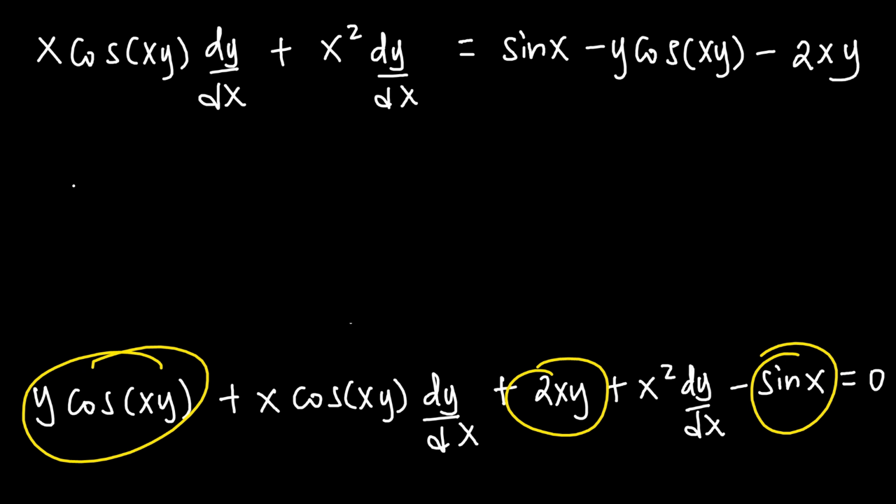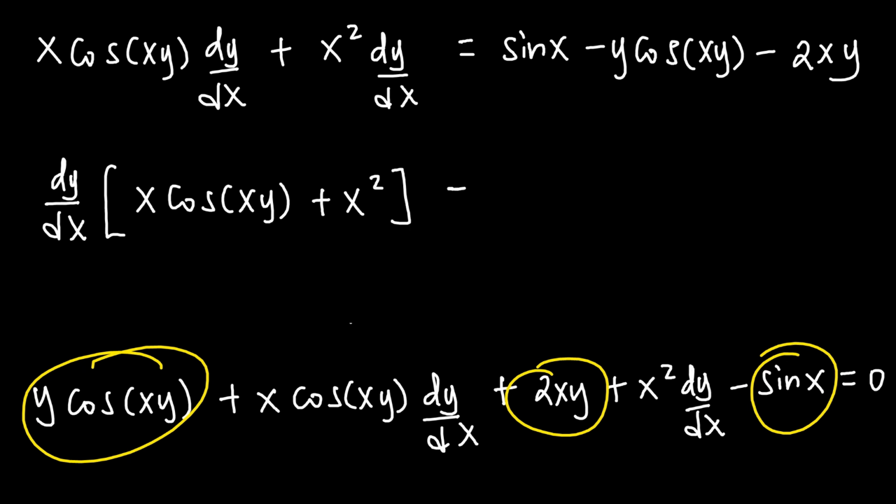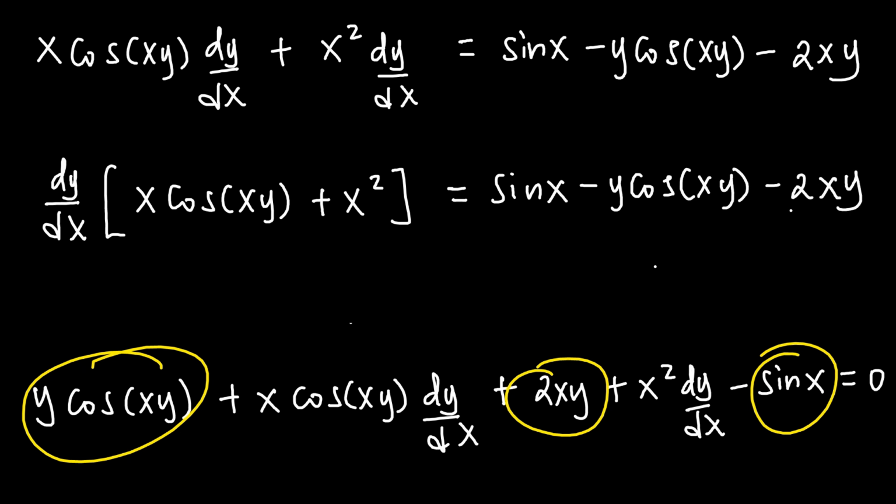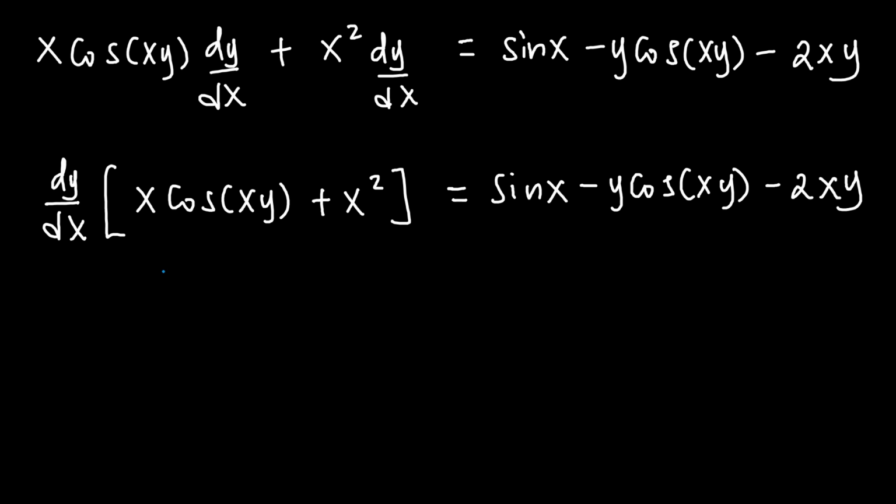And on the left hand side, if we take out dy/dx, we shall remain with x cos(xy) plus x^2, and this will be equal to sin x minus y cos(xy) minus 2xy. And at this point, we can divide both sides by x cos(xy) plus x^2.